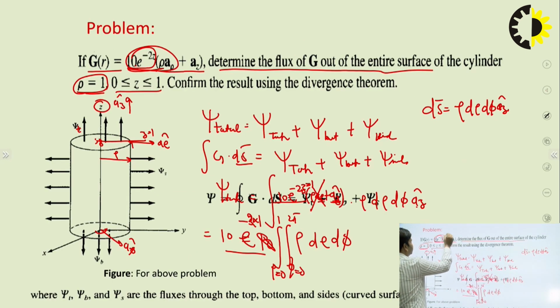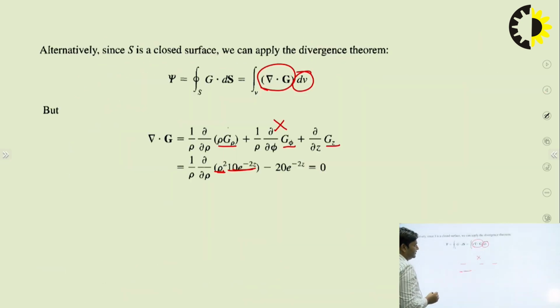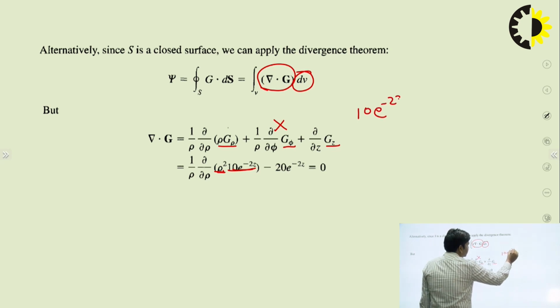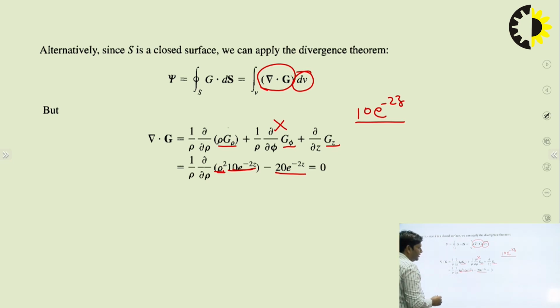This is g(z). g(z) is 10 e to the power minus 2z, that means 10 e to the power minus 2z in the direction of a_z. So, you can easily differentiate this vector g(z) with respect to z. So, what is the value of this? Minus 20 e to the power minus 2z.